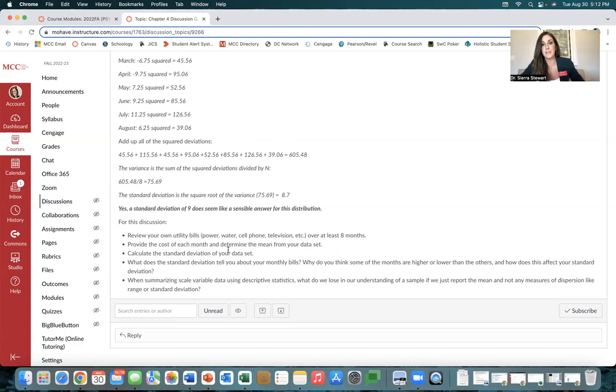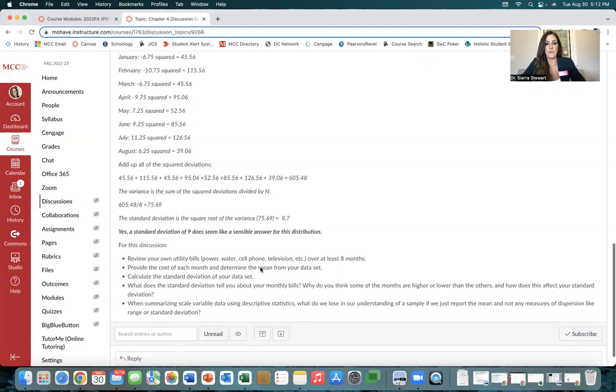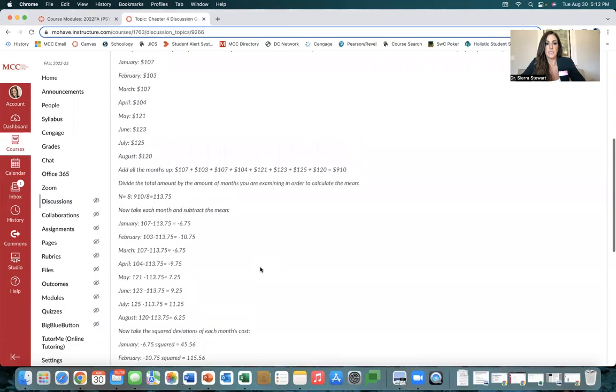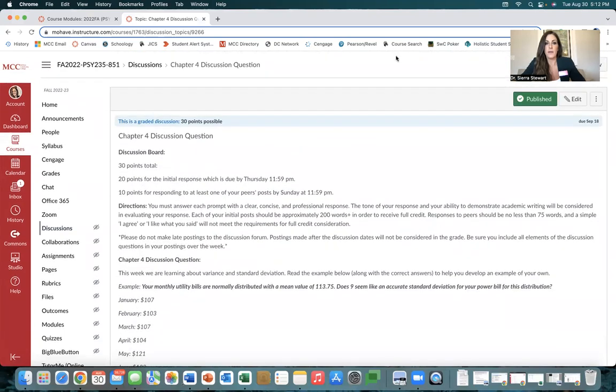It's great if you can actually use your own bills because you can kind of see the difference of what is fluctuating each month. But you don't have to if you absolutely cannot find them. All right. So then you're just going to answer these questions. Again, you do not need to use APA references. This is just going out and finding the numbers, doing the math, and reporting your data. Okay. So that's going to be your discussion on top of your chapter 4 MindTap work.